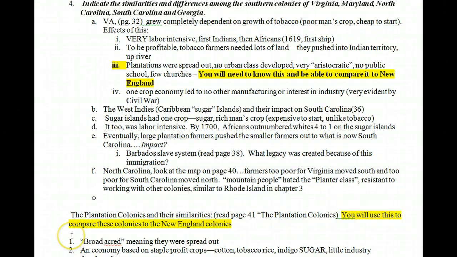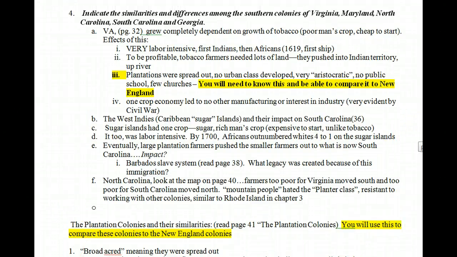Okay, continuing with chapter 2, and this is question 4 again on your syllabus. Indicate the similarities and differences among the southern colonies of Virginia, Maryland, North Carolina, South Carolina, and Georgia. So you'll have a map to look at that you'll have to complete over all of the colonies. Okay, so if we go to page 32, VA is Virginia.